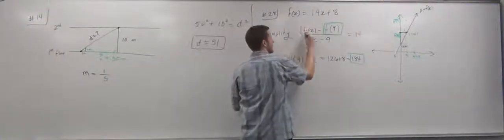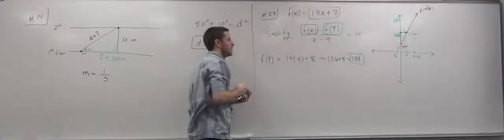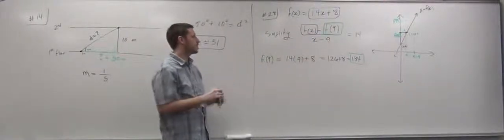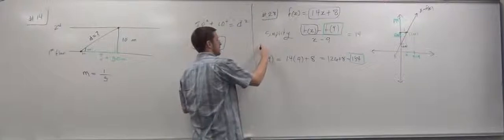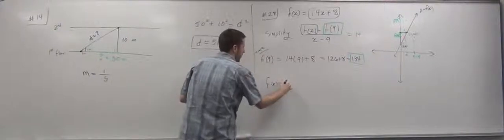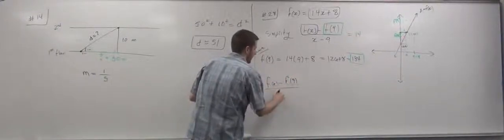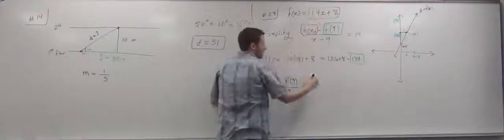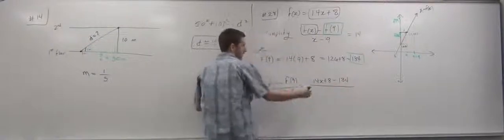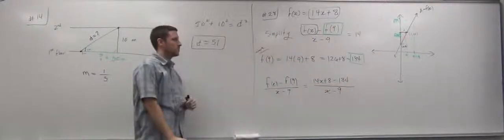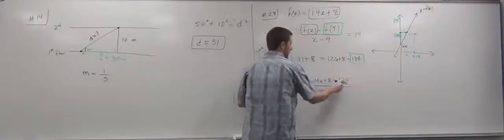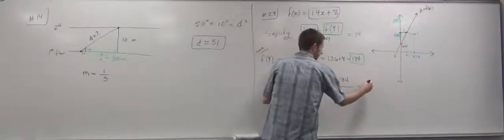F of x is given to me. And so now I know f of x, I know f of 9, I can do x minus 9. So I should be able to write this all out. Okay, so then let's actually write it out. F of x minus f of 9 over x minus 9 equals 14x plus 8 minus 134 over x minus 9. Simplify what you can. 8 minus 134 is negative 126.